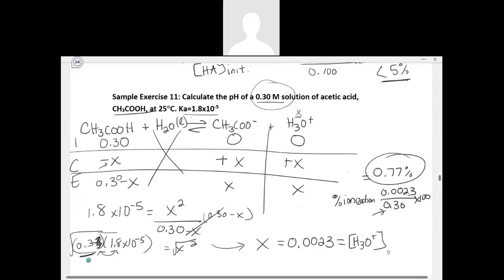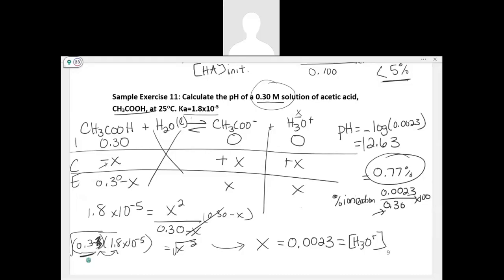So we have one last step. We have to solve for pH. Now that we know our approximation is good, pH will be the negative log of 0.0023. And that gives us a pH of 2.63. That looks good because we know that this is about 2.3 times 10 to the negative 3. So this looks like a reasonable pH for this solution of acetic acid.